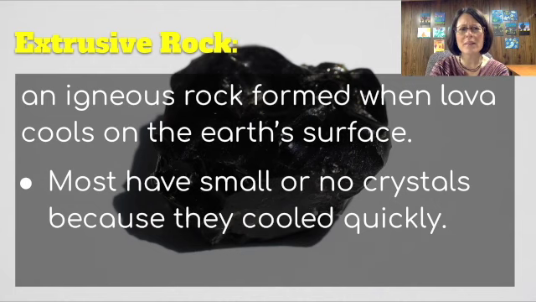And here in the background for my extrusive rock, I have a piece of obsidian which has no crystal structure at all. It cools so quickly on the outside of the Earth's surface that actually we call it volcanic glass, okay, because it literally looks like a piece of dark glass.